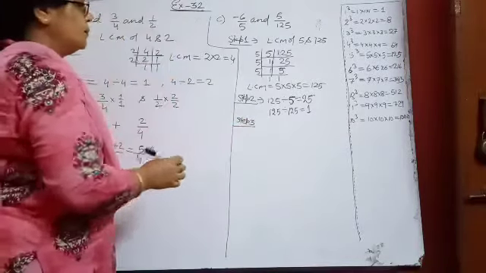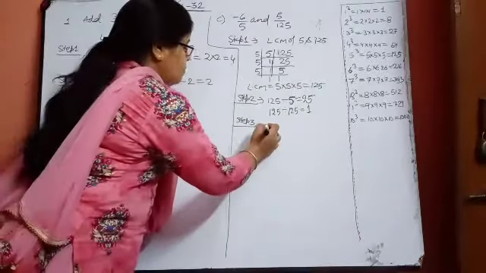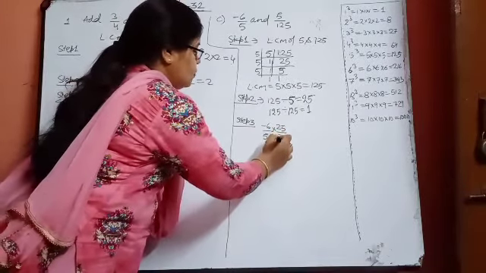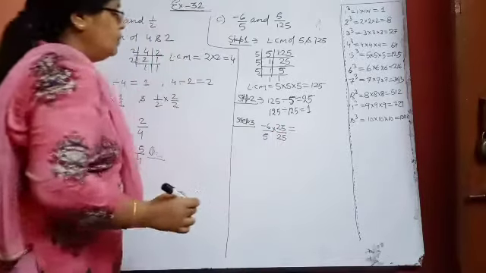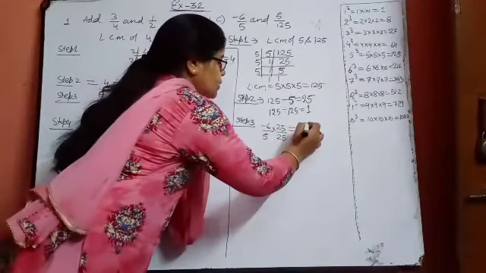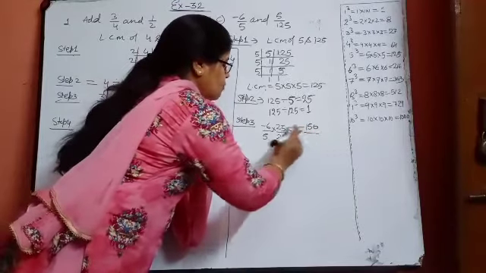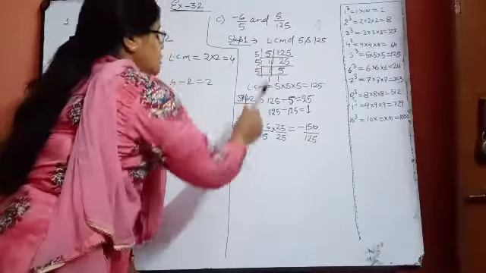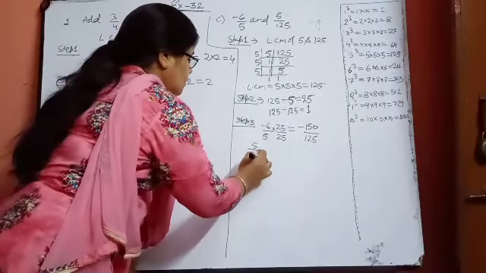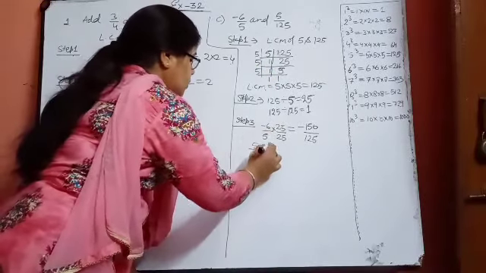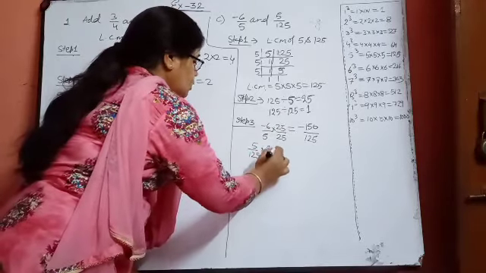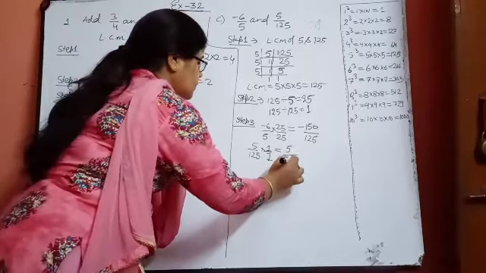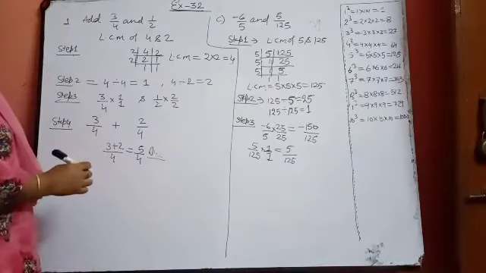Now in step 3, the first fraction is minus 6 upon 5 multiplied by 25 upon 25. So what will you get? 25 sixes are minus 150, upon 25 fives, which is 125. And the second fraction, 5 upon 125, multiplied by 1 upon 1. So you get 5 upon 125. Maybe up to here everybody is clear.